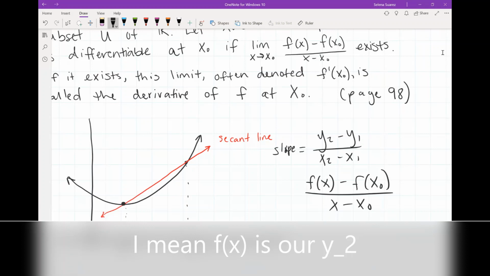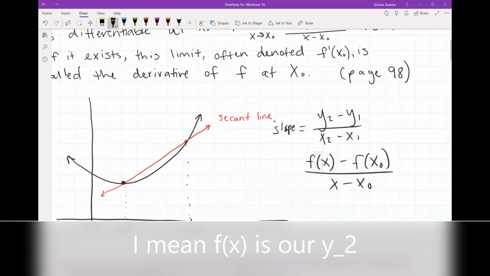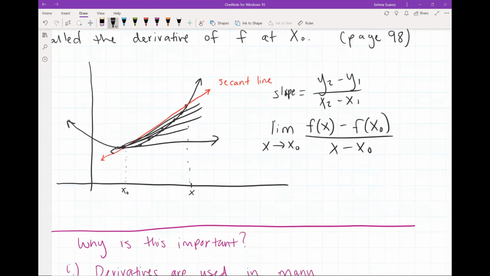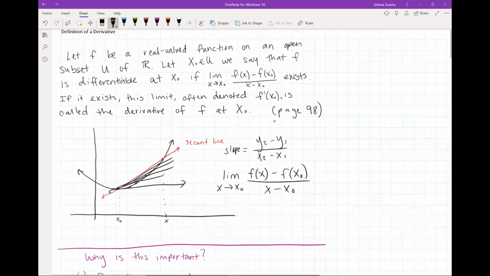Okay, so we have the slope, but we don't want a secant line, we want a tangent line at x naught. If we got x to get closer and closer to x naught, eventually we would start seeing that we would get a tangent line at x naught. So how do we do this? Well, we take the limit as x approaches x naught, and this would give us that tangent line. So this is basically how we arrive at the definition. I just wanted to show what that would look like graphically.